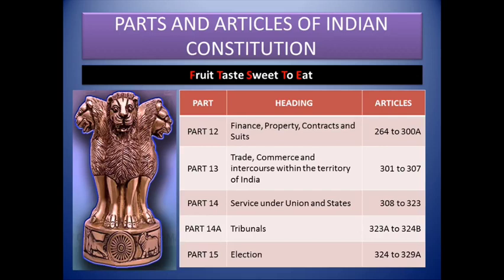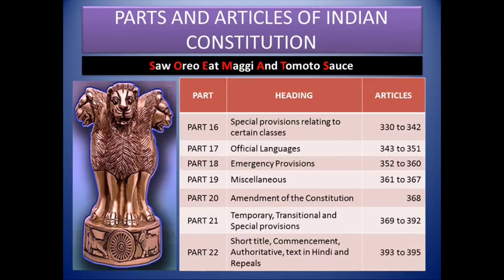Part 15 is election. So 'tea' means tribunals, 'ea' means elections. You can think that elections eat so much money. Like that also you can remember part 15 is election. So fruit, taste, sweet, to eat. Okay, we can go to the next part.